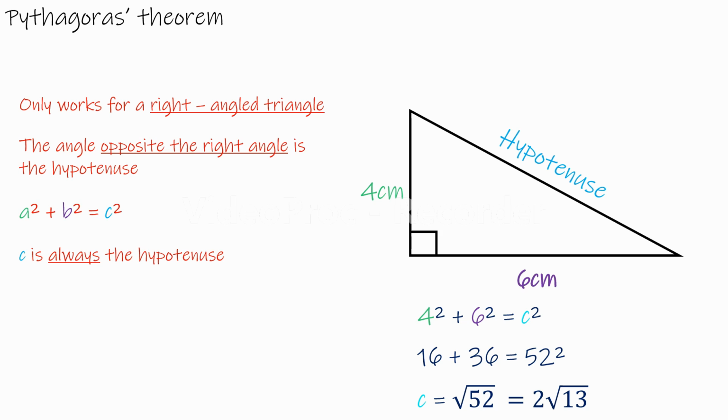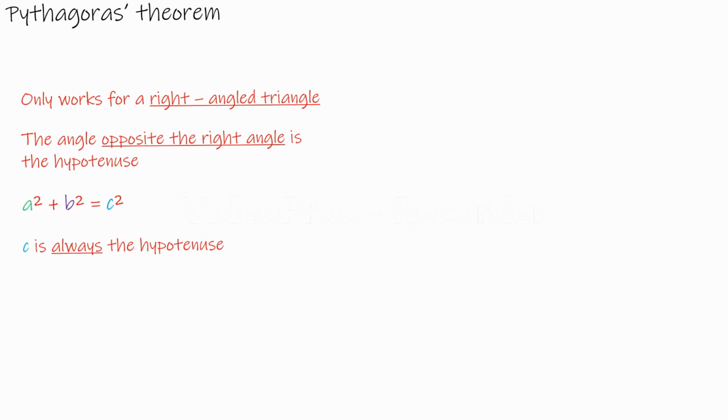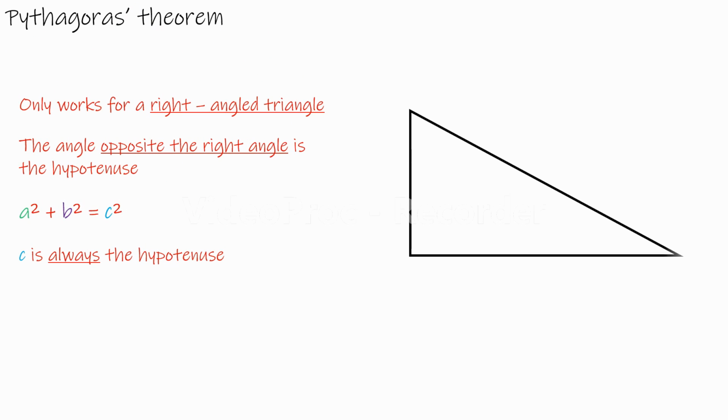in its simplest form. Now, what if the hypotenuse is the side we are given? Well, then we just simply have to rearrange the equation. So we know that a squared plus b squared equals c squared. Therefore, 5 squared plus x squared equals 8 squared. Meaning we now rearrange this to get 5 squared minus 8 squared equals minus x squared.